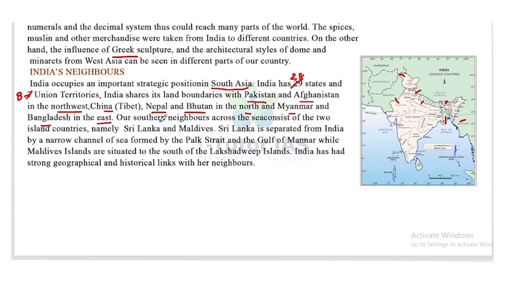Now, our southern neighbors across the sea consist of the 2 island countries, namely Sri Lanka and Maldives. Okay, so here is Sri Lanka and here is Maldives. Okay. Now, Sri Lanka is separated from India by a narrow channel of sea formed by the Pak Strait and Gulf of Mannar. Okay, so Sri Lanka is separated from India by Pak Strait.